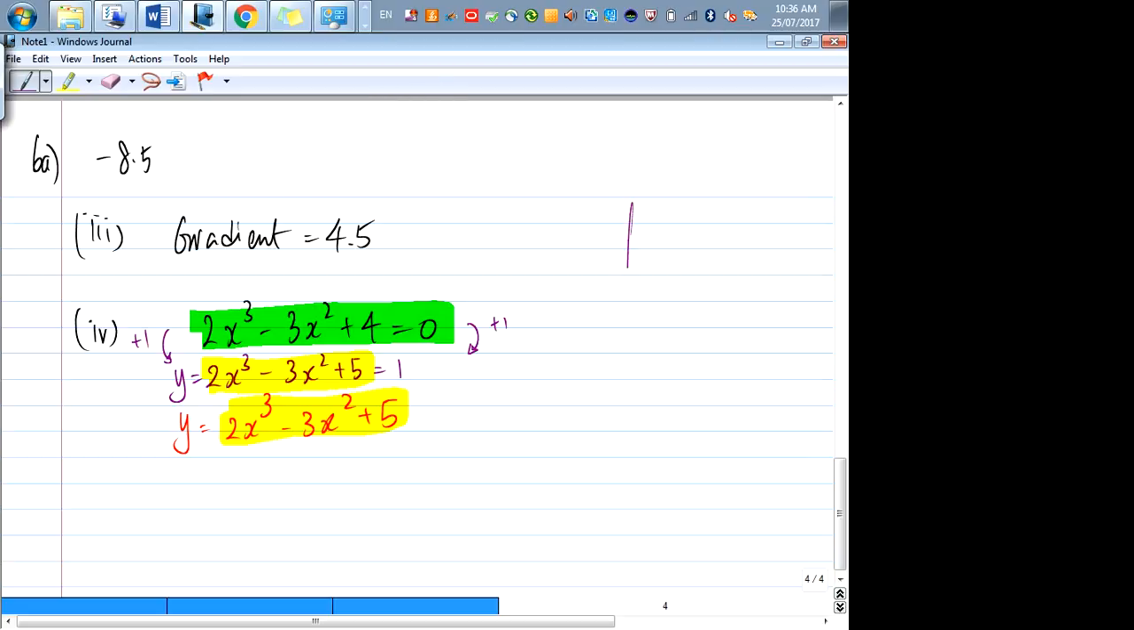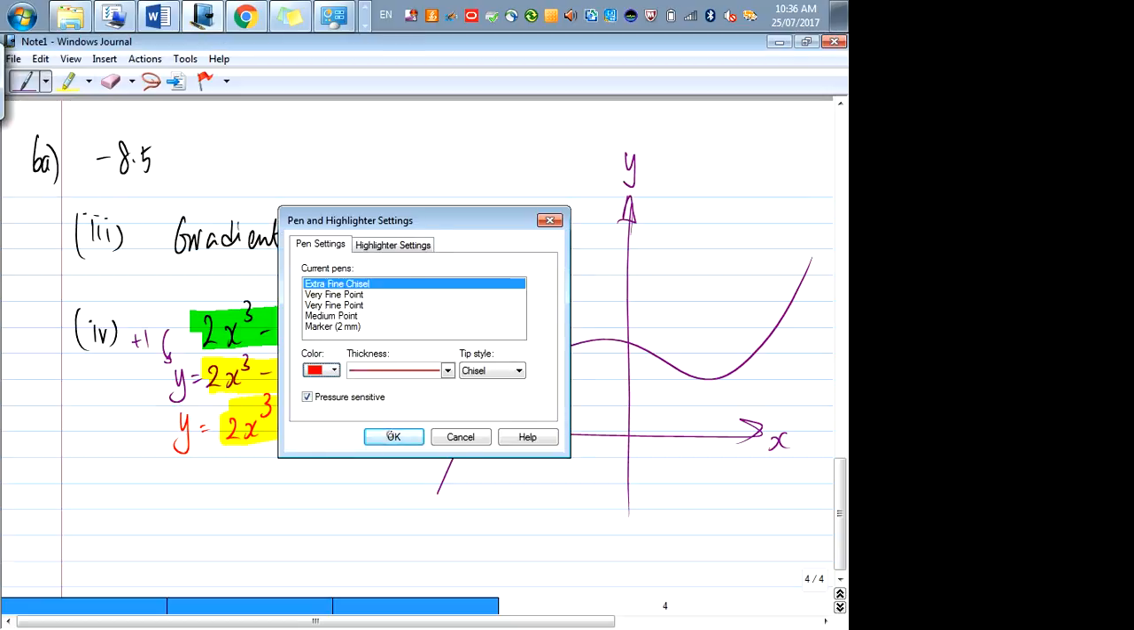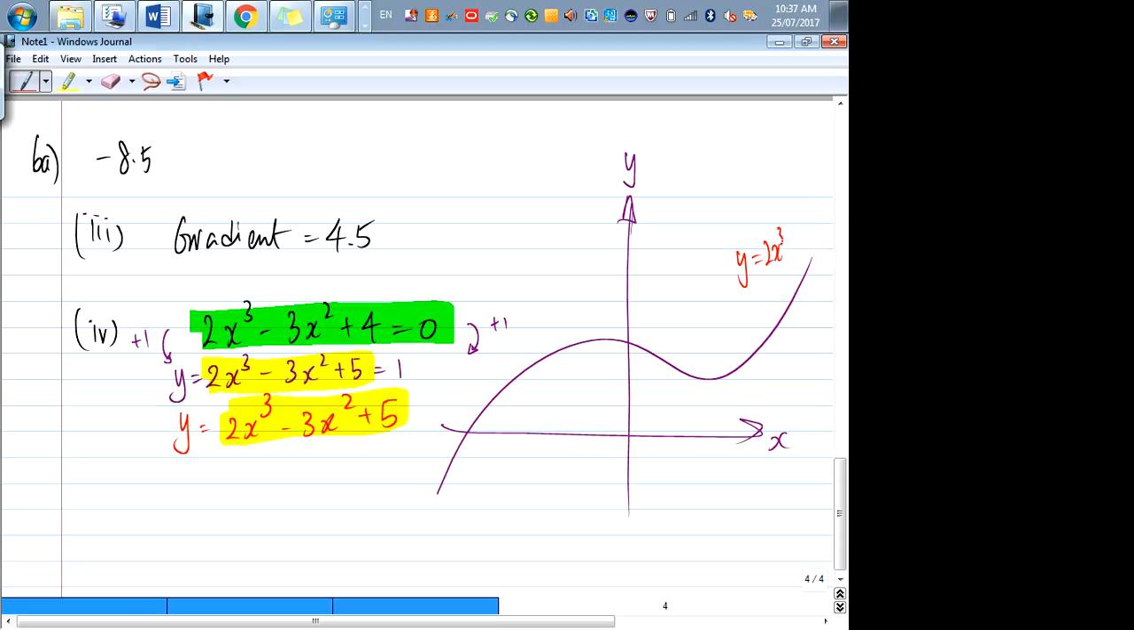So initially we had a curve already, looking something like this. Y and x. This is the graph, in red color, of y equals to 2x cubed minus 3x squared plus 5. Then I am going to introduce another graph, a horizontal line of y equals to 1, such that when my straight line of y equals to 1 and this curve intersect, I will find the solution. Okay?